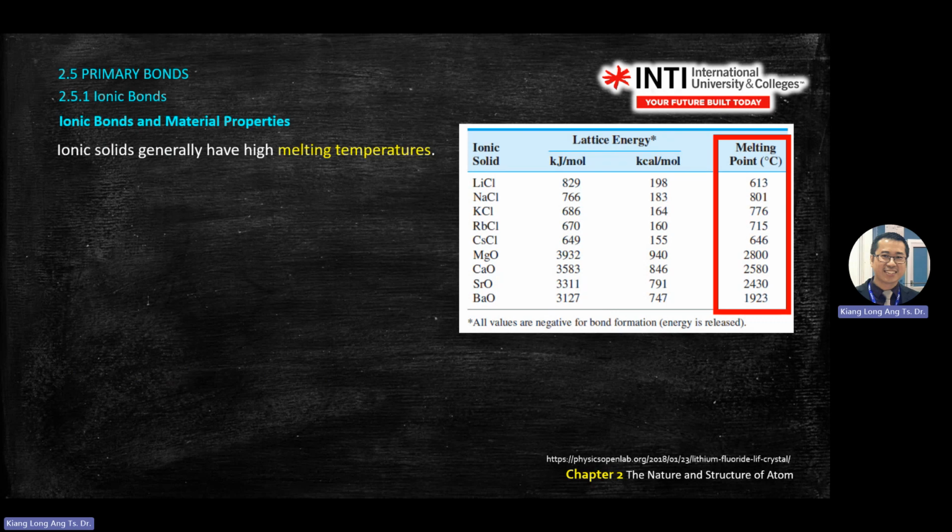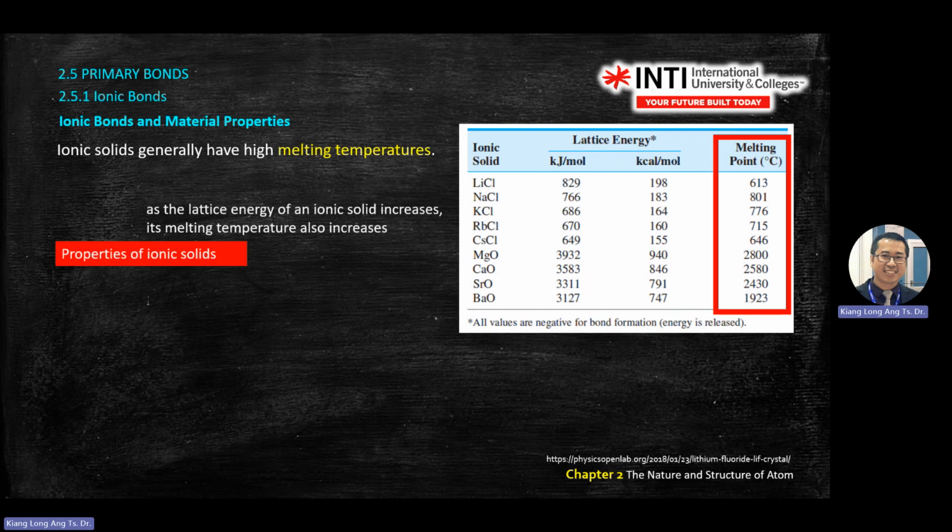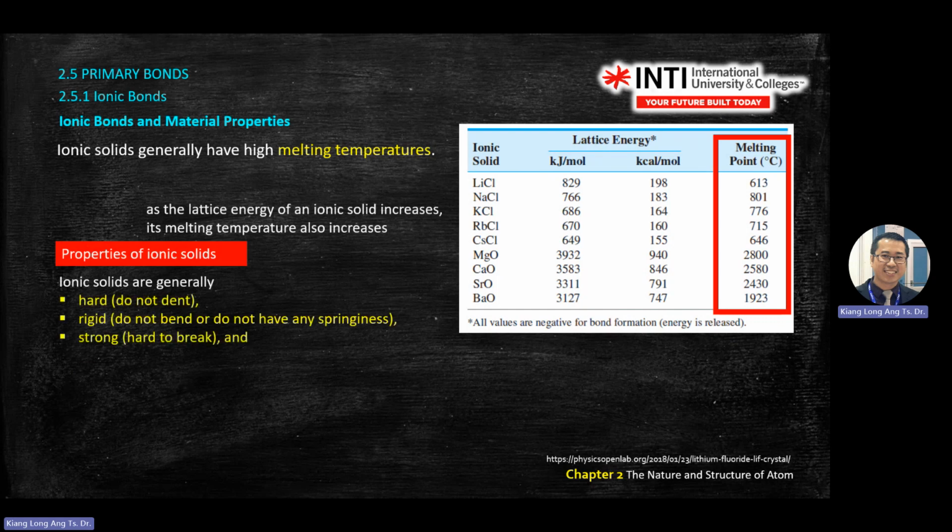So for ionic bonding, you take a positive charge and a negative charge, or family 1, 2, 3 combined with 5, 6, 7, and you will form ionic bonding. You see the melting temperature: it is a bit higher compared to covalent or other bonding. These are the general properties of ionic bonding. They are hard, rigid, strong, and brittle.